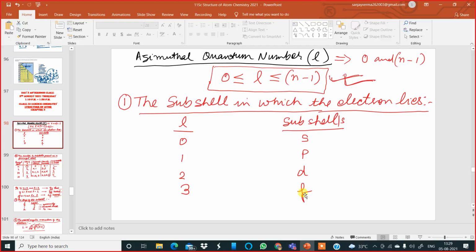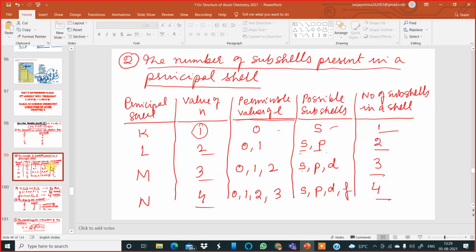After this, the next information provided is number 2, the number of subshells present in a principal shell. For a particular principal shell, if the value of n is 1, then the permissible value of l is only 0. So the possible subshell is s, and the number of subshells is also 1. If you go to the principal shell where n is 2, the permissible values of l are two of them, 0 and 1. Possible subshells are s and p. How many subshells? There are two.